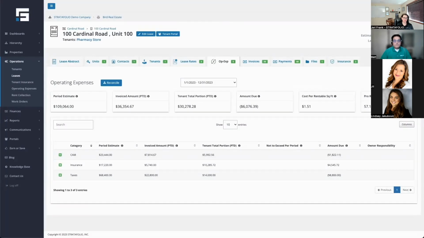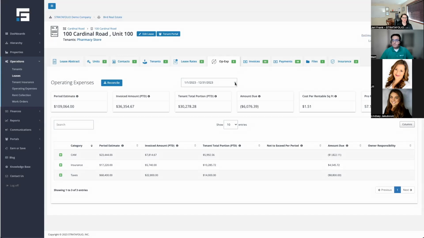In this example, we budgeted a little over $109,000 for the year, and we have invoiced to date about $36,000. So if we run that reconciliation today, we would owe that tenant about $6,000 because we are currently running under budget and have only had about $31,000 in expense.